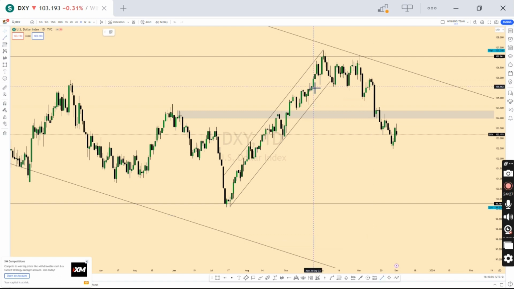Okay, here's our change of character there. And then after that, what we are witnessing was just break of structures going all the way down. Okay, the market just had a lot of break of structures going all the way down on the dollar index there. So I know a lot of you might not understand this concept, but this is what it is.